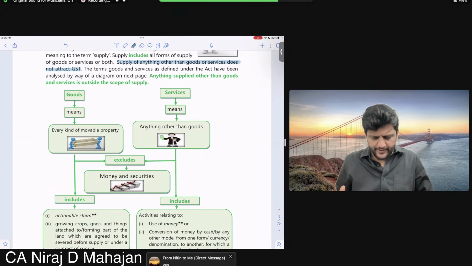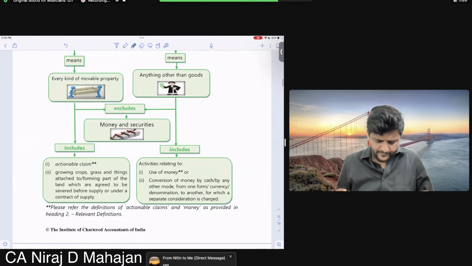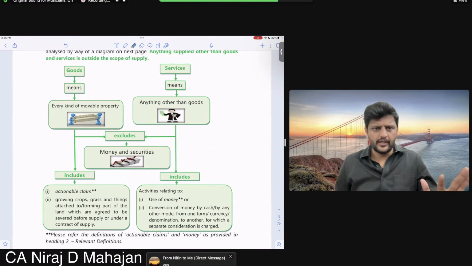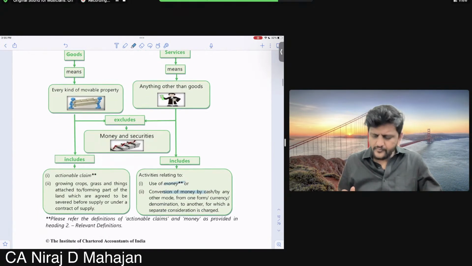Goods means any kind of property. Excludes money or securities. Includes actionable claims. We are going to see that actionable claim. We have seen the definition. Any kind of debt which you can claim. And service, anything other than goods. Excludes money and securities but includes use of money and conversion of money by cash, or you can say changing of denomination, for which a separate consideration is charged.